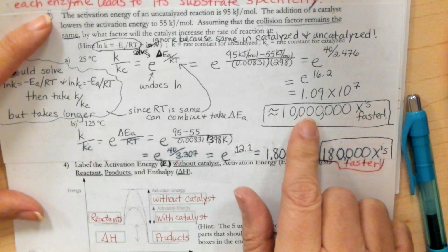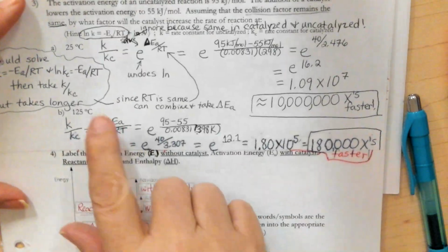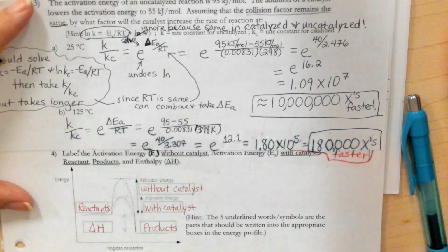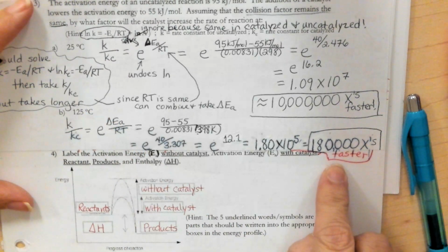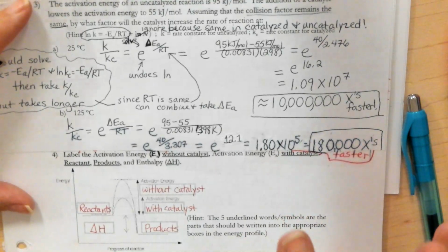That is like when we did the genie up in the gym, where all of a sudden the hydrogen peroxide went like 10,000 times faster, and it actually decomposed. At 125 degrees, this one is 180,000 times faster. So you can see the math worked out, but I just want you to have that idea.